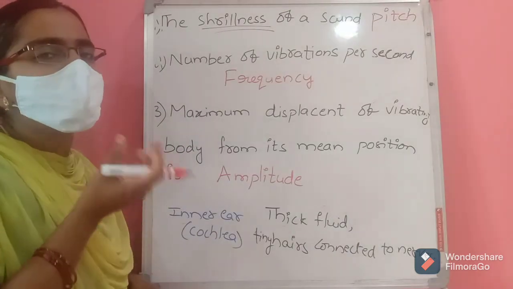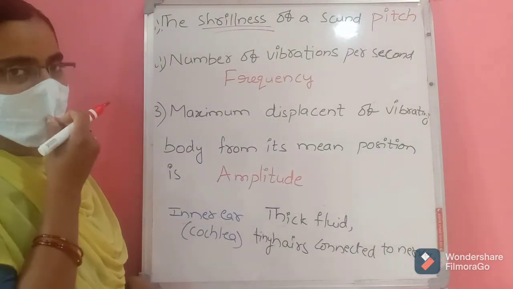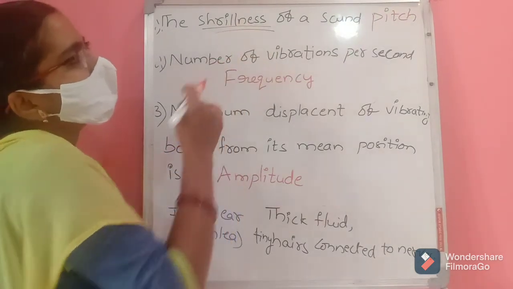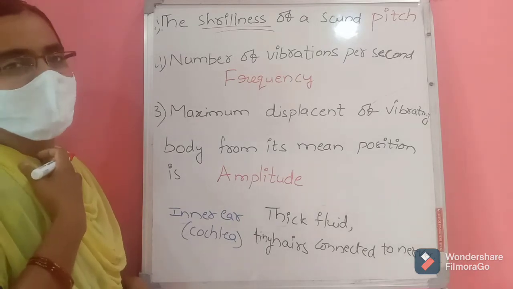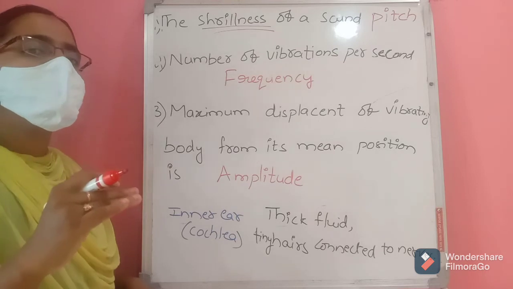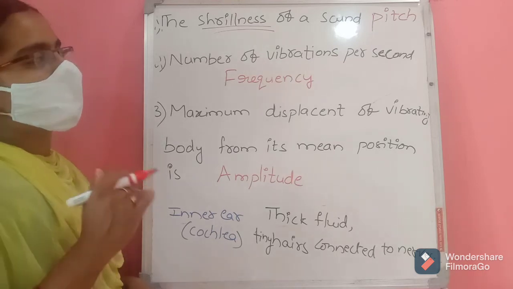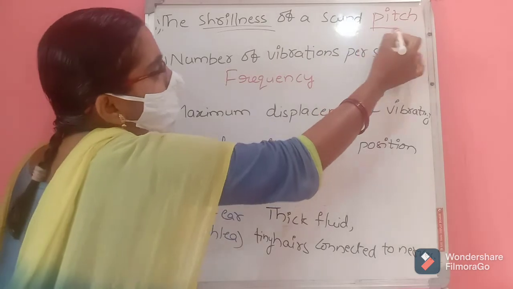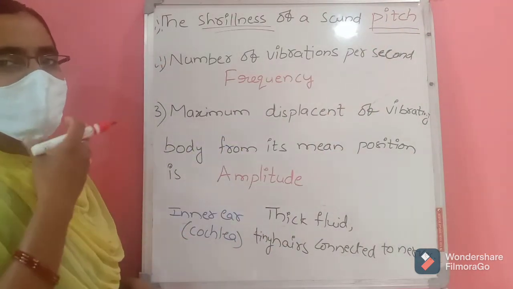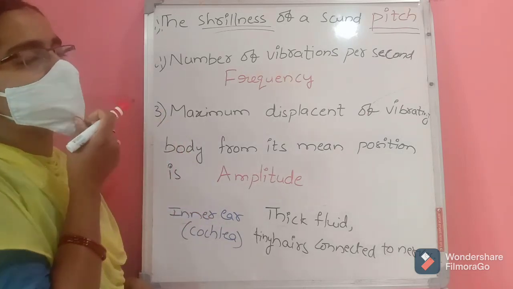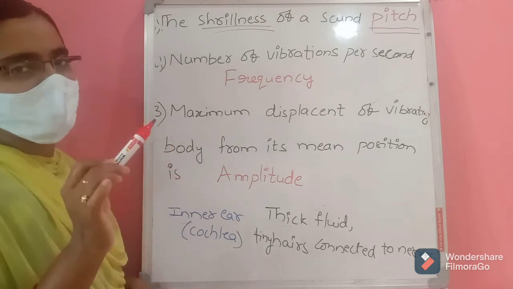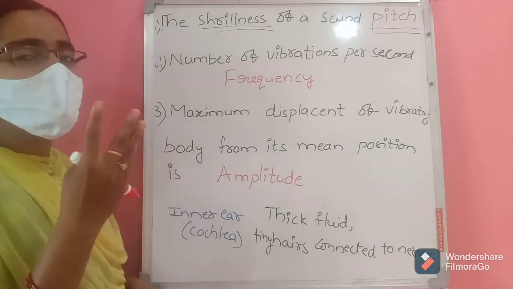Shrillness, the shrill voice, like a ladies' voice. There is a difference between ladies' and gents' voices, and it is just because of the length of the vocal cords. In children, vocal cord length is very small. That shrillness is called pitch. When speaking, a smooth voice or a shrill voice comes, and that shrillness is called pitch. So children have shorter vocal cords, and that's why they have more pitch.